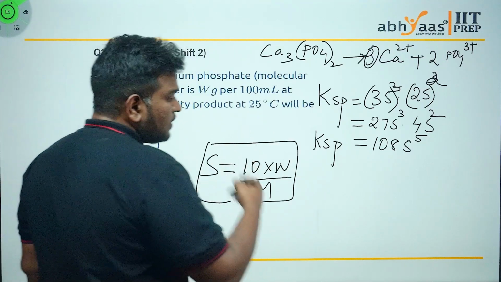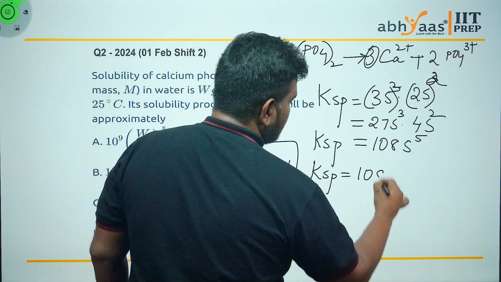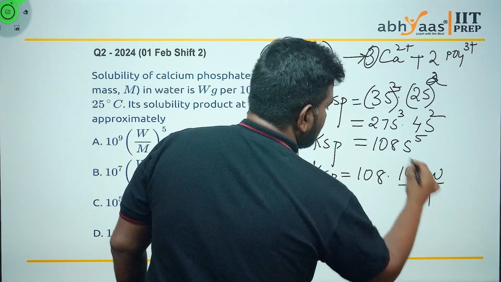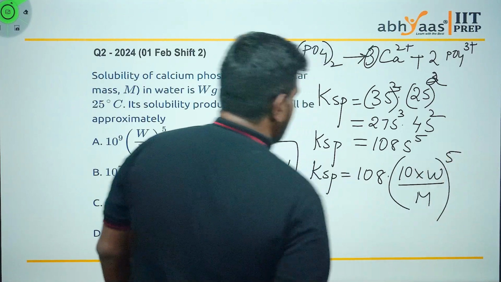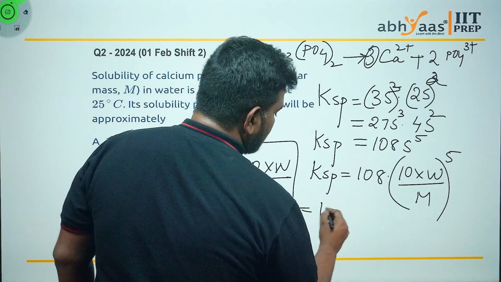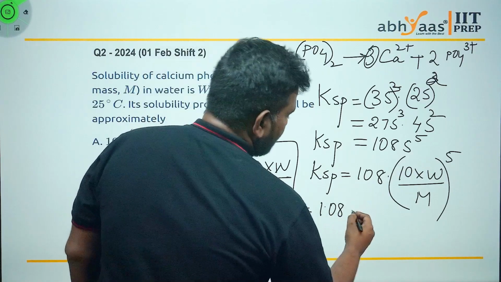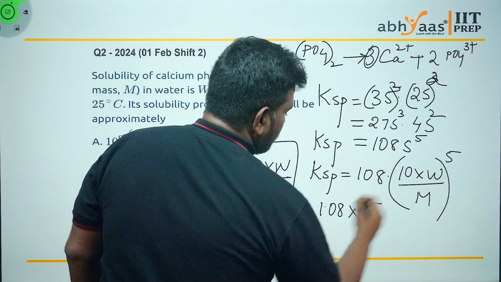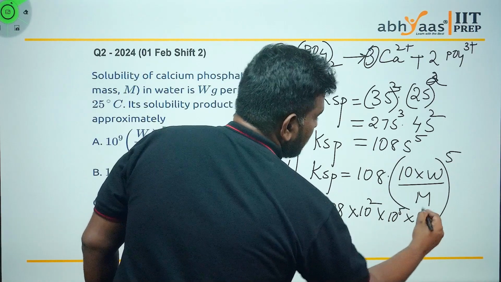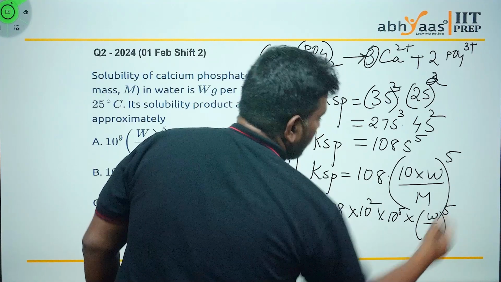Now I am substituting the value of S. Ksp is equal to what? 108 into (10 into W by M) the whole raised to 5. So here what will be happening? We can write 108 as 1.08 into 10 raised to 2. Then 1.08 into 10 raised to 2 into 10 raised to 5 into (W by M) the whole raised to 5.